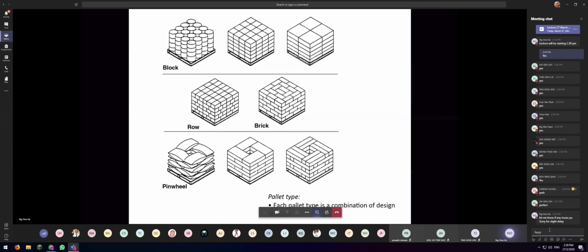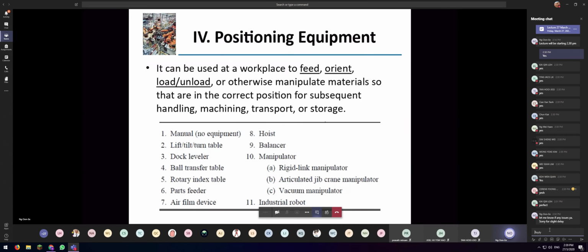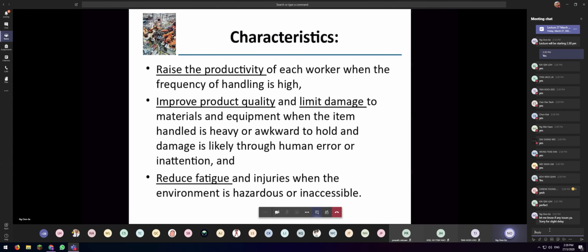So about the positioning equipment. Positioning equipment is used to basically manipulate your materials. You could be moving them, orienting them, loading or unloading them so that their positioning is correct. This is meant to ease and enable the handling of the material itself. So obviously, number one, which we're not going to talk about, is manual. So like you actually use a worker or use your hands to move it into the correct position. But there's quite a few different things we can talk about here.